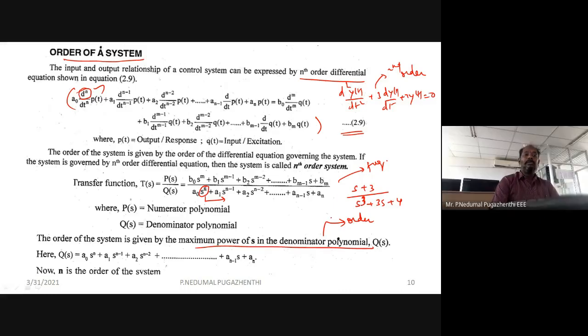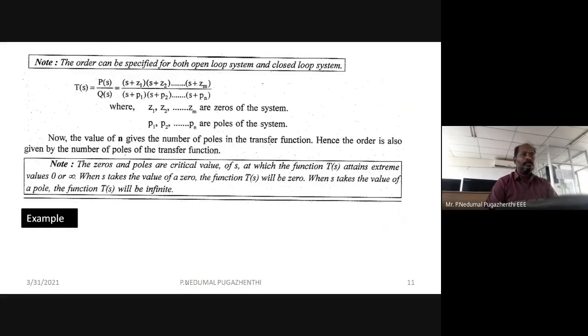Very good. Third order. I think you got the point, because the denominator polynomial should be noted down, and the highest power in the denominator is what you call the order of a system. It can be commented on both open loop as well as closed loop. That's a different area, right?